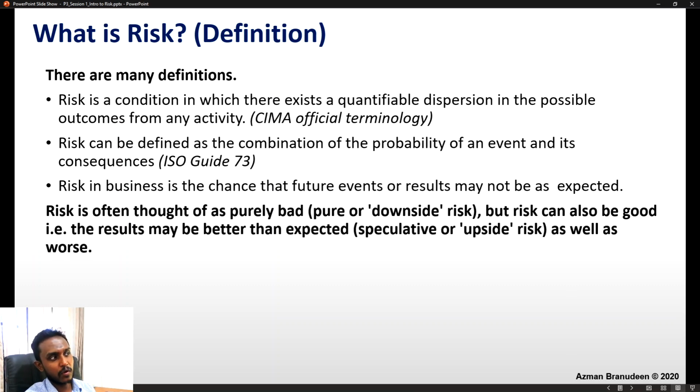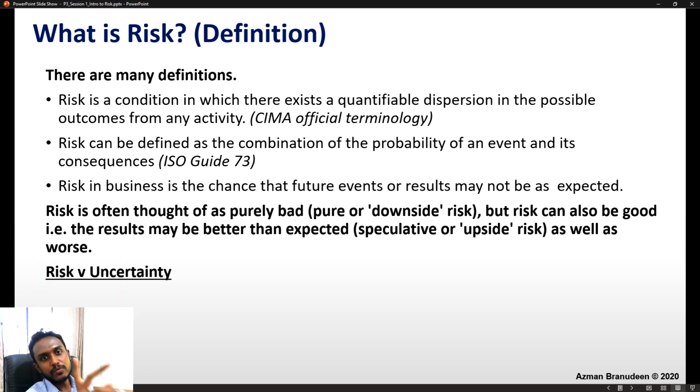Risk is often thought of as purely bad, which we normally note as downside risk or pure risk, but risk can also be good. That is, the results may be better than expected, which we say is speculative or upside risk, while it could also go from bad to worse.